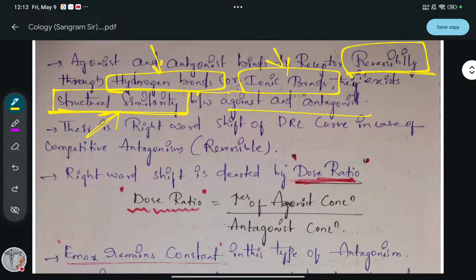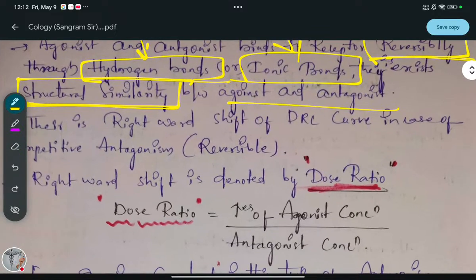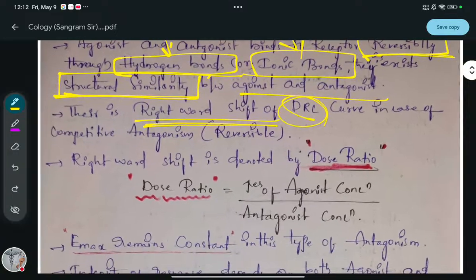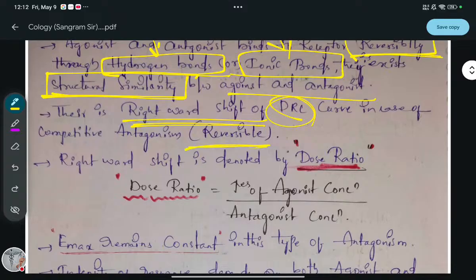Next, there is a rightward shift of the DRC. What is DRC? DRC is the dose response curve. So when there is any competitive antagonism, at that time what will happen? There is a rightward shift. Which type of shift? Rightward shift of the dose response curve. The curve in case of competitive antagonism is reversible.